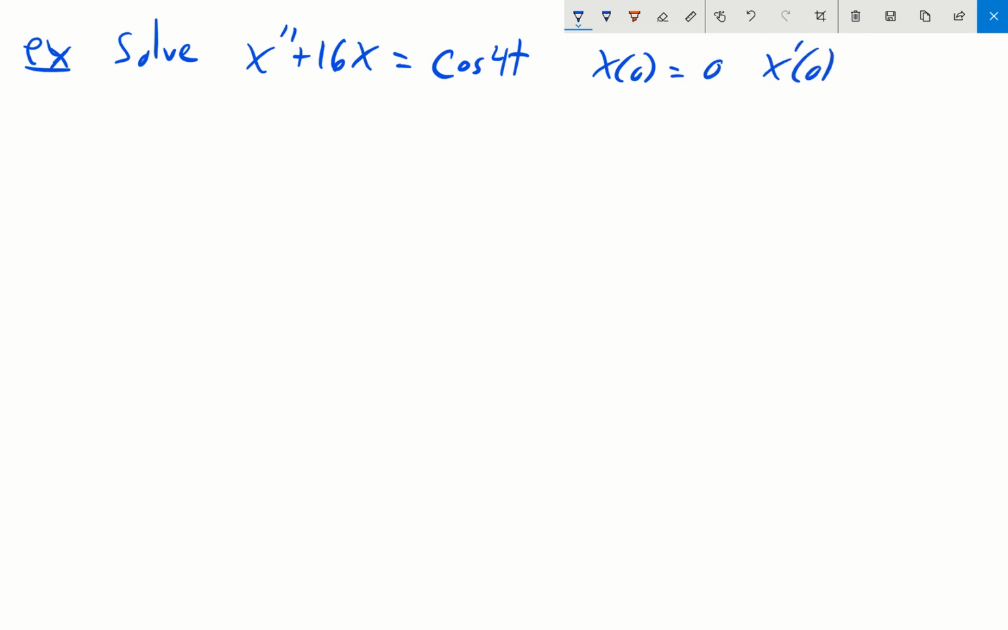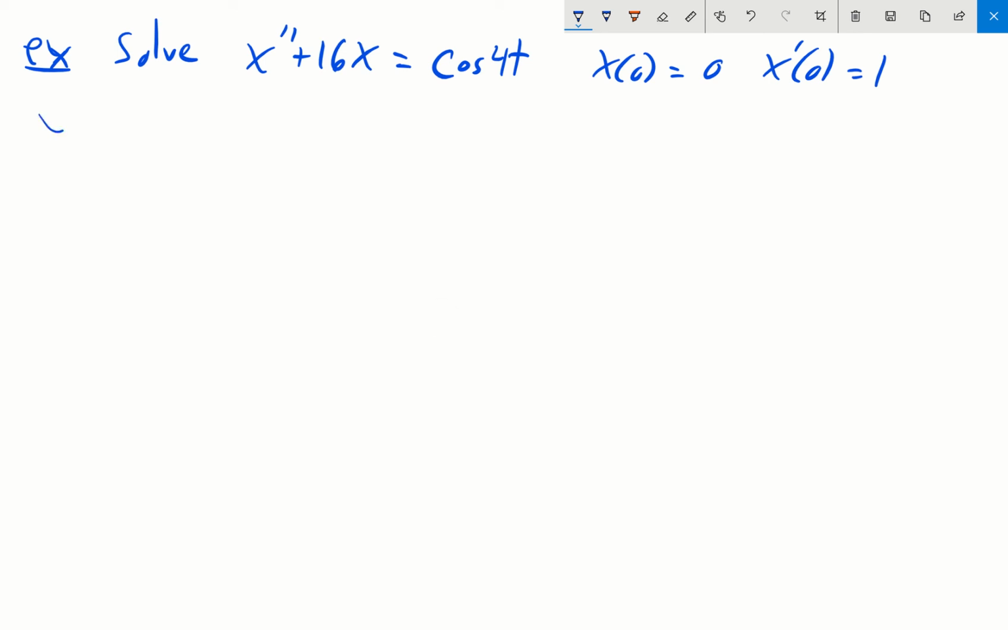Let's take a look at an example back to solving ODEs. Let's solve the differential equation x double prime plus 16x is equal to the cosine of 4t. And let's suppose that we have the initial conditions that x of 0 is equal to 0 and that x prime of 0 is equal to 1.